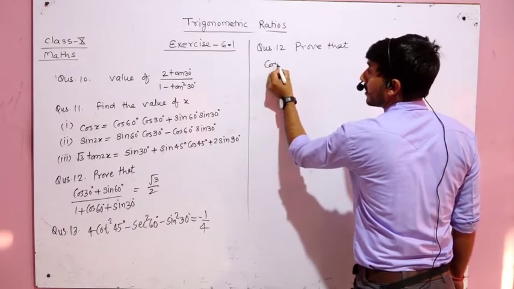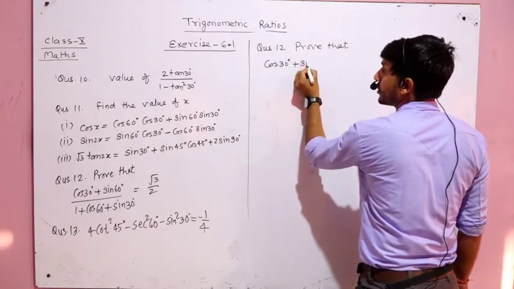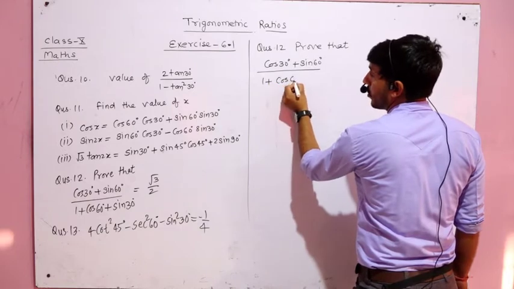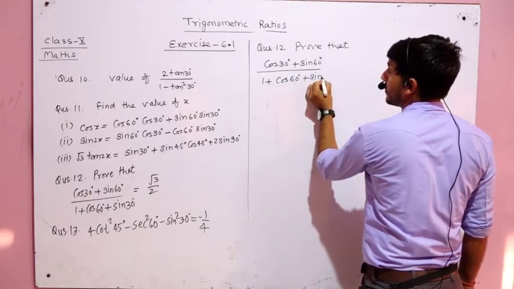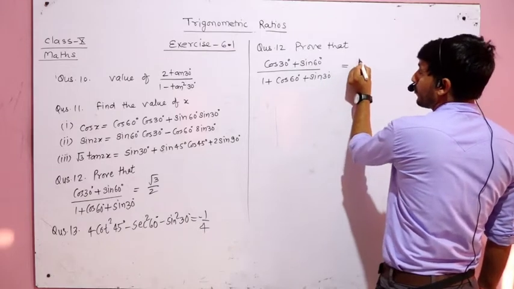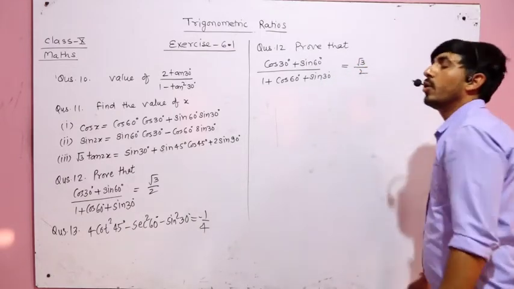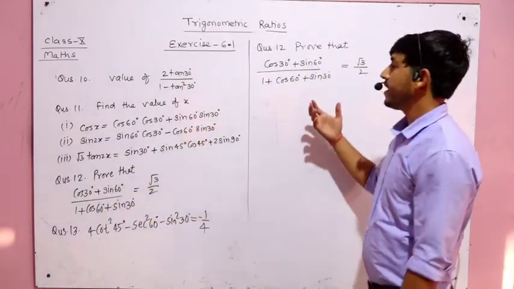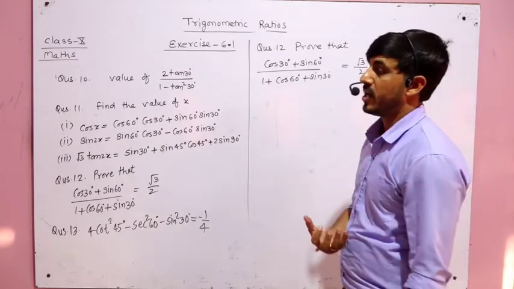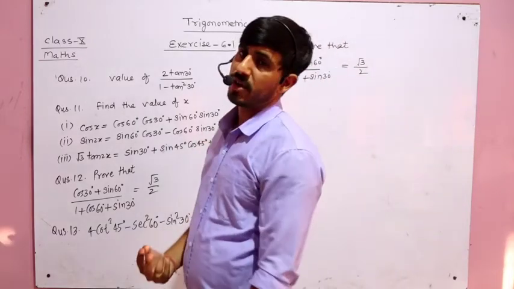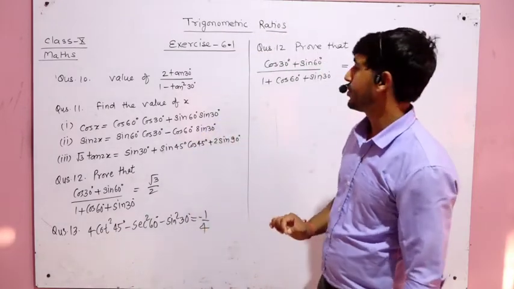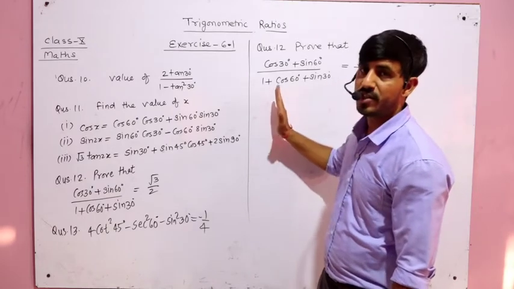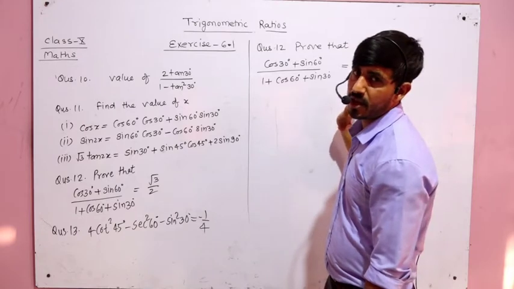Prove that cos 30 degree plus sin 60 degree, that is divided by 1 plus cos 60 degree plus sin 30 degree, and that we have to prove equal to root 3 by 2. Okay, if we have to prove any question, then there are two parts in the given question as LHS and RHS. LHS means left hand side and RHS means right hand side.